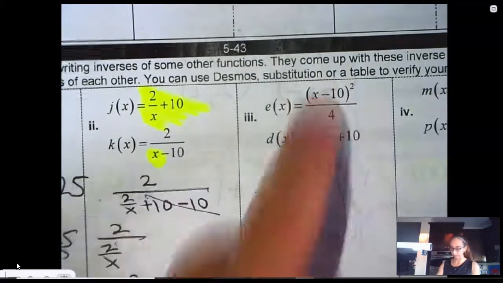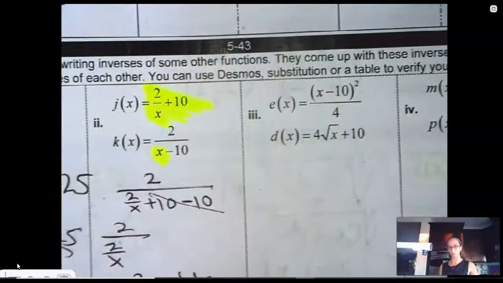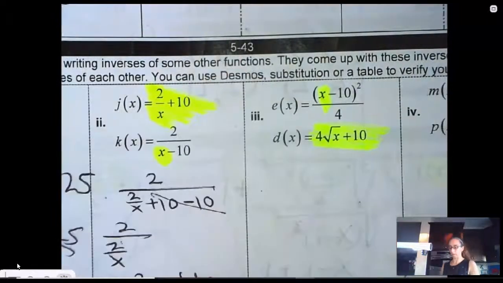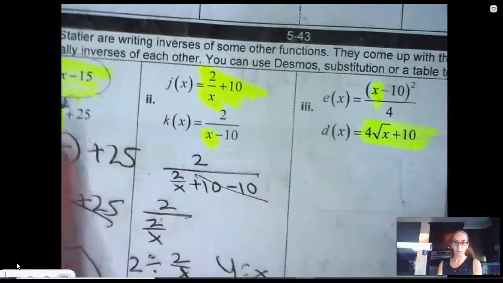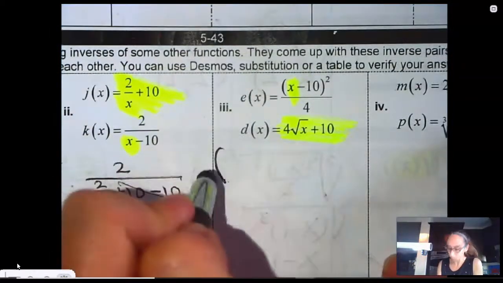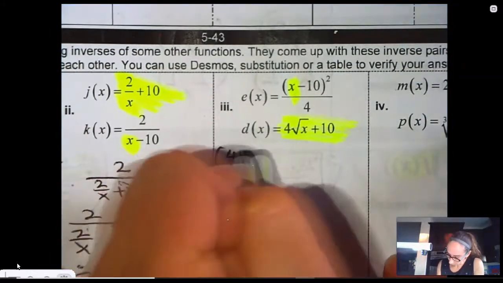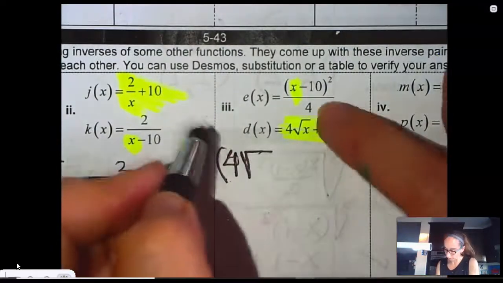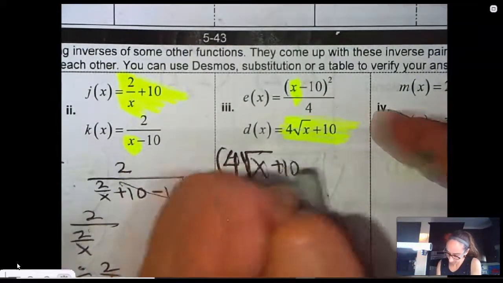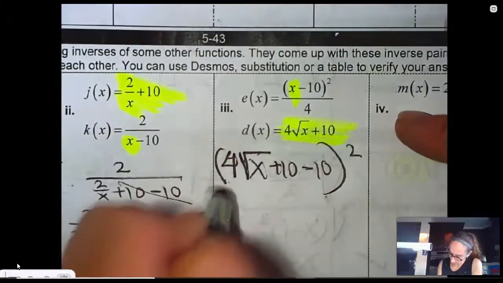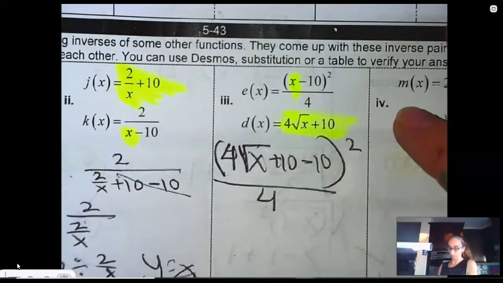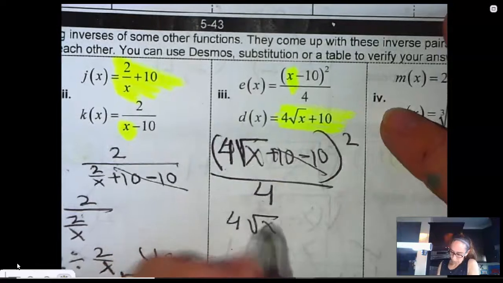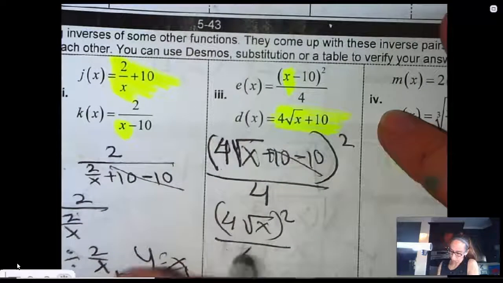I could take this, plug it in here, or I could take this and plug it in here. I'll change it up a little bit. I'll take this and I'll plug it in here. So I'm going to go 4 square root of, oops, I don't know why I'm making it so small. 4 square root of x plus 10 minus 10 squared all over 4. Well, 10 minus 10, gone. 4 square root of x squared over 4.